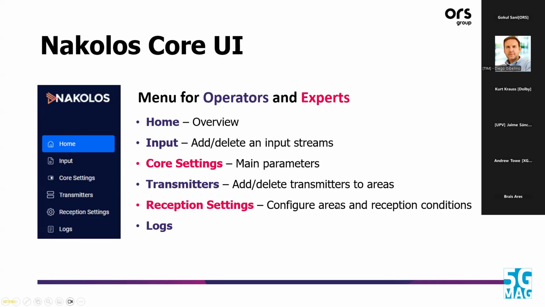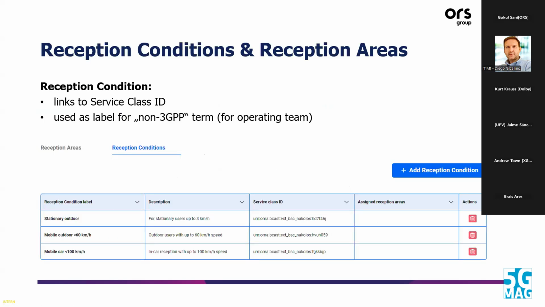And then the second role we have here are experts, and the experts are those people in our organization who really are familiar with 3GPP parameters, and they should be capable of dealing with all the settings you can do. So these are the ones who do the core settings, so they can configure the main parameters, but also reception settings. So that's basically the idea we were following here.